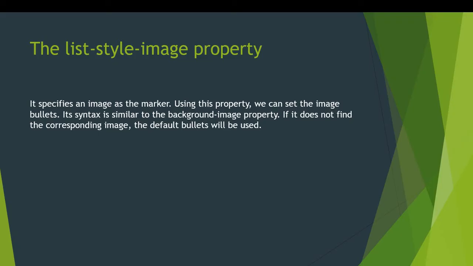Our next property is the list style image property. It specifies an image as the marker. Using this property, we can set the image bullets. Its syntax is similar to the background image property. If it does not find the corresponding image, the default bullets will be used. Or in simple language, we can say we are replacing our numbers, alphabets or sign symbols with a small image. So let's move to the code.